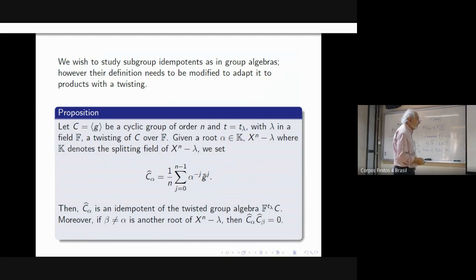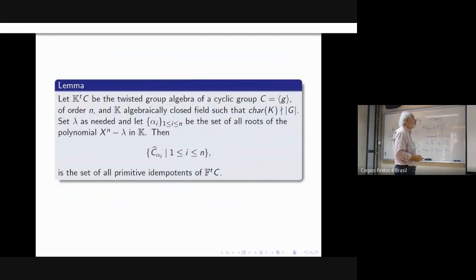And the interesting thing is that if you take two different roots, they produce orthogonal idempotents. This was kind of a surprise, because in the group algebra case, one subgroup gives one idempotent. Here, one subgroup gives a lot of idempotents, depending on the roots. And the set of all the idempotents coming from the group gives the full set of primitive idempotents.